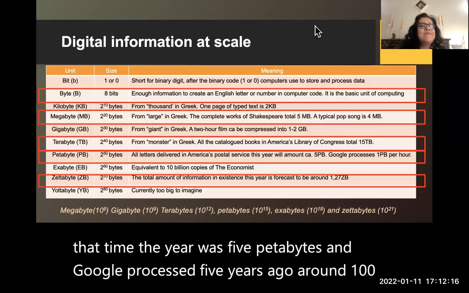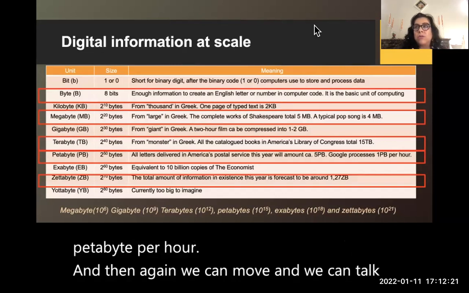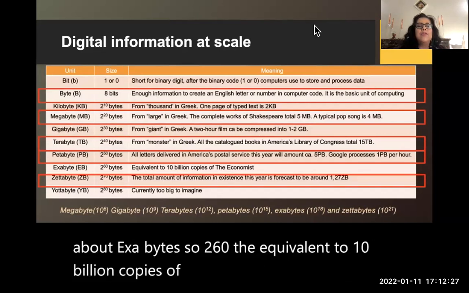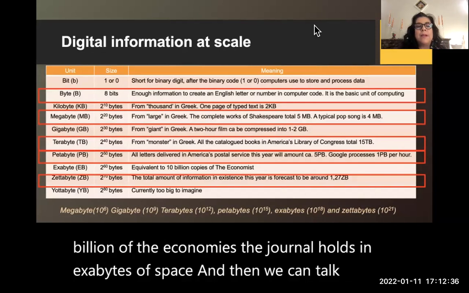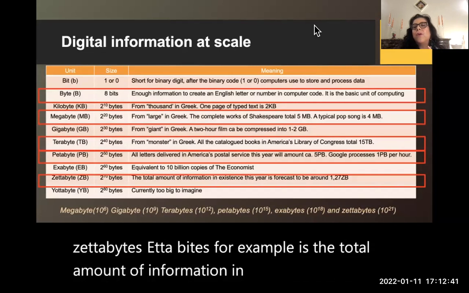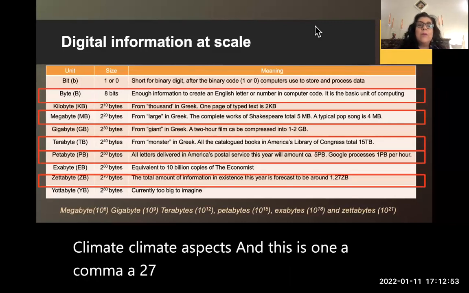petabyte per hour. Okay. And then again, we can move and we can talk about exabytes, so 2 to the 60, the equivalent of 10 billion copies of The Economist, the journal, would be held in exabytes of space. And then we can talk about zettabytes. Zettabytes, for example, is the total amount of information in existence this year to forecast climate aspects, and this is 1.27 zettabytes. And then we reach more delicate volumes of data.